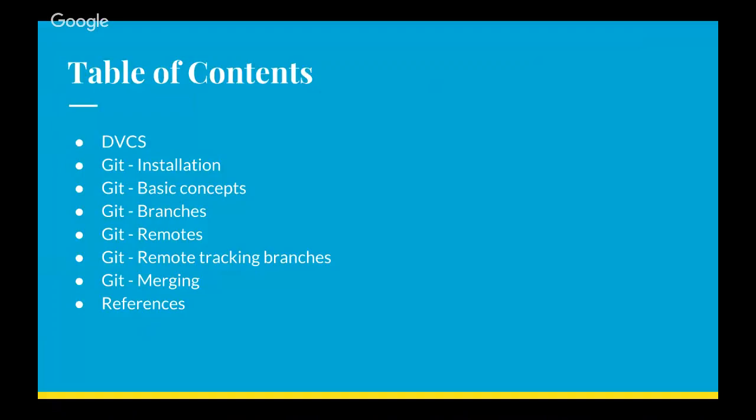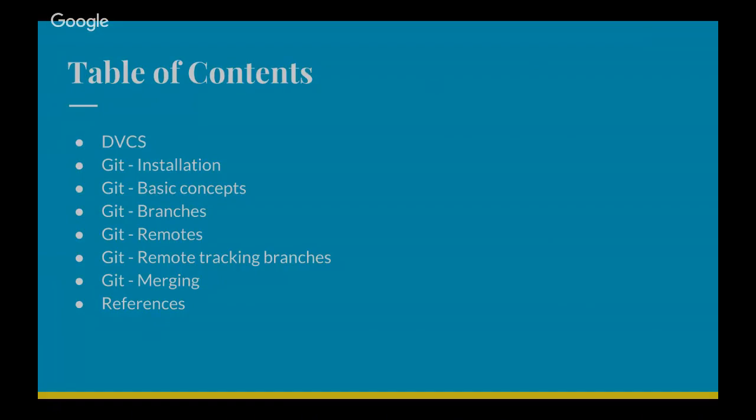We'll look at branching, and branching is what really makes Git very powerful. We'll look at remotes and remote tracking branches. We'll look at merging, and we'll pretty much end there today. We'll not look at things like rebasing, as I don't want to make it too complicated. We'll probably do another session to cover the more advanced Git topics, Git hooks and all that.